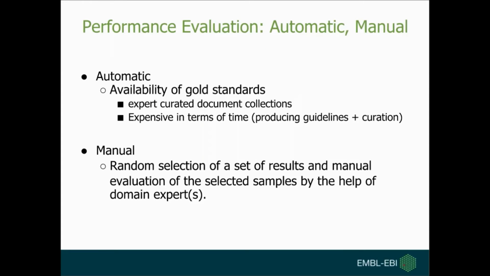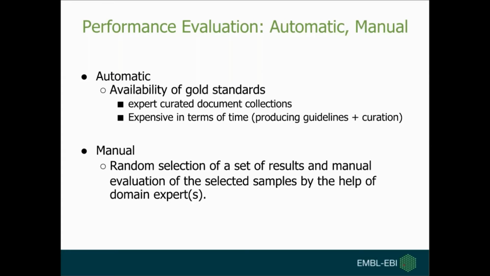There are two ways to evaluate a text mining tool's performance. One is automatic, and the other one is manual. Automatic evaluation is applied if a suitable gold standard corpus exists. Gold standards are expert-created datasets, and it's very expensive to develop them. It requires a certain amount of time to produce annotation guidelines and create the data. Therefore, there are no gold standards yet for many of the text mining tasks.